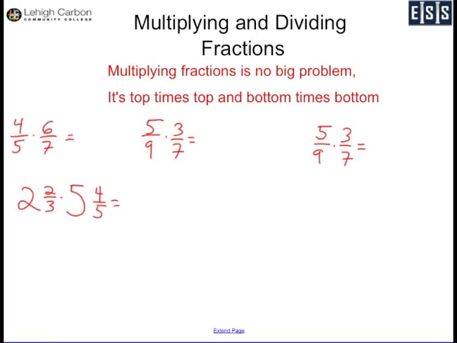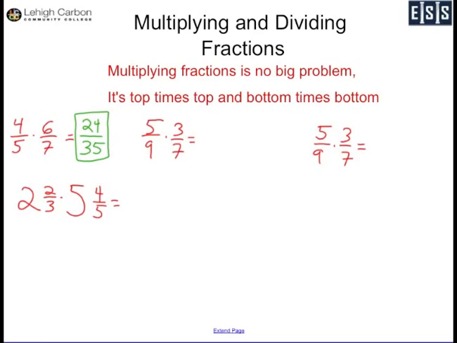So, some examples of multiplying fractions. It's top times top and bottom times bottom. Our first example is 4/5 times 6/7. 4 times 6 on the top makes 24 on top. On the bottom is 5 times 7, or 35. That is your answer.